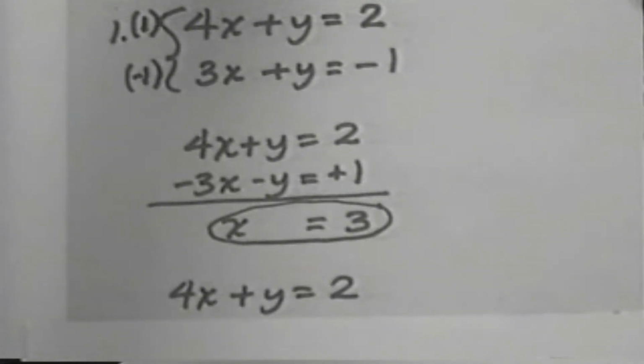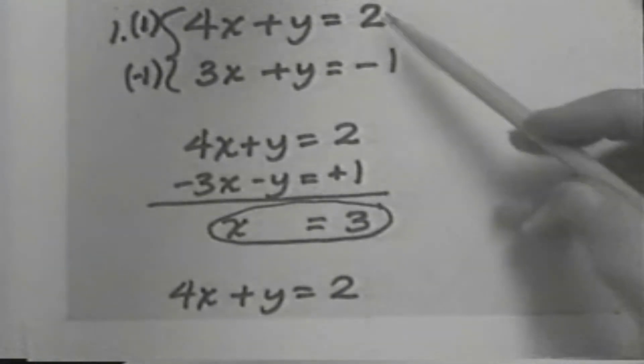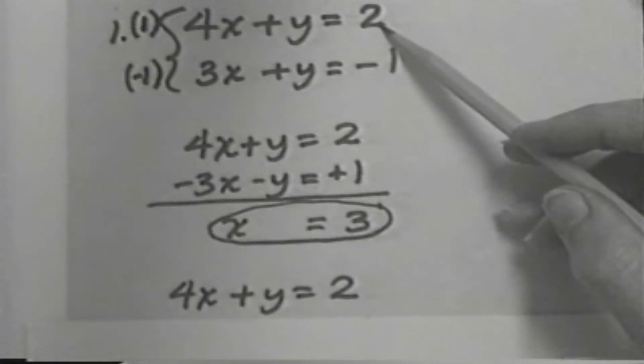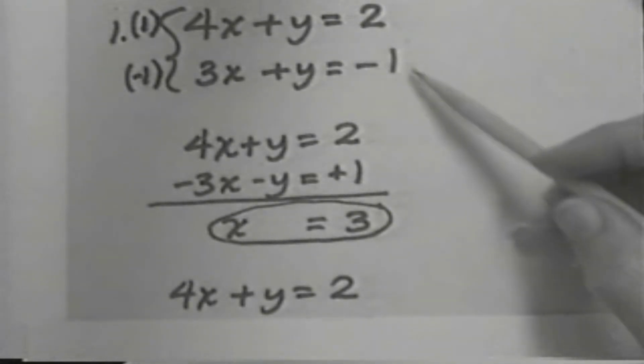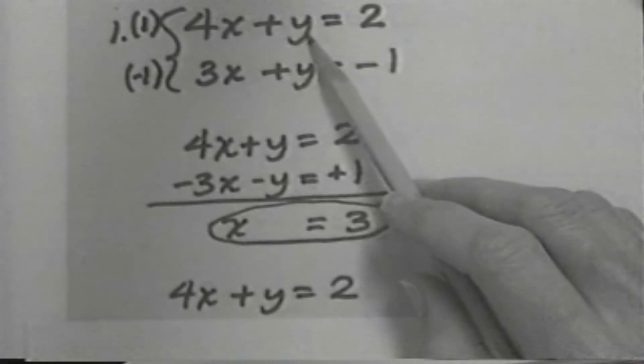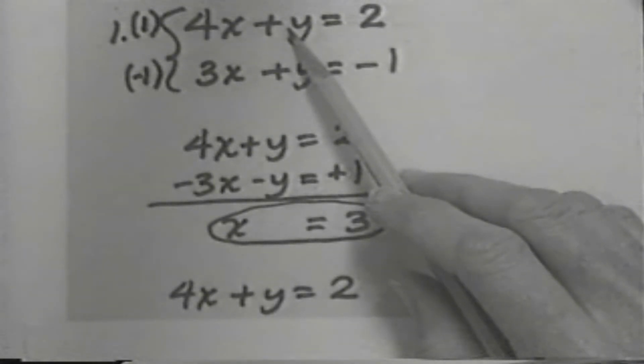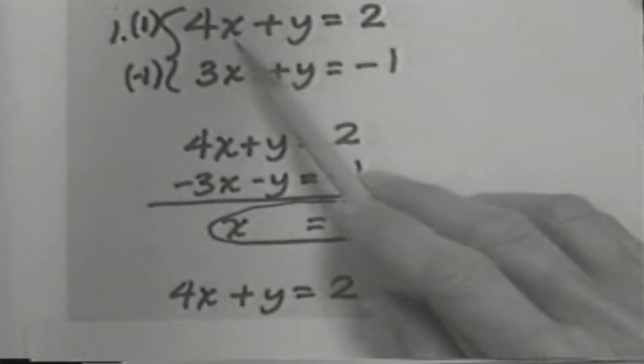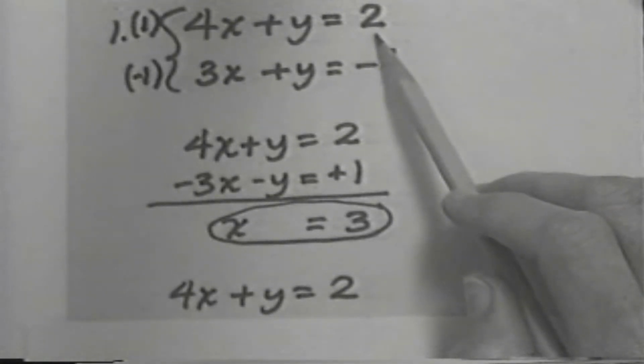I have chosen to use the first equation, 4x plus y equals 2. I've chosen it because there's no real advantage to choosing anything else. The coefficient of y, which is what I'm going to be solving for, is 1, which is as easy as it can possibly be. And it will be easy to work with this equation where all the coefficients and constants happen to be positive.